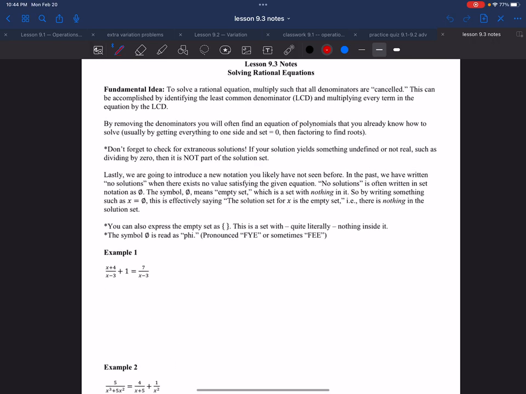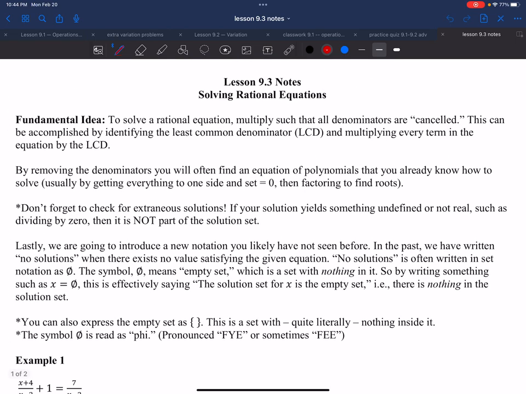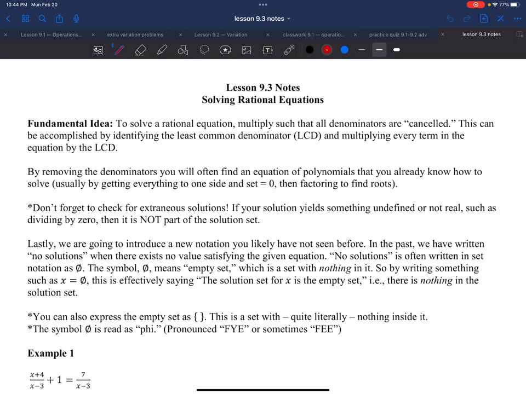Okay, so in lesson 9.3, we're going to be looking at solving rational equations, and we're going to look at some what we call naked problems, which is just algebraic equations. You just solve them and then done. Okay, and then we'll be looking at some application problems of how to use these equations to solve real life problems.